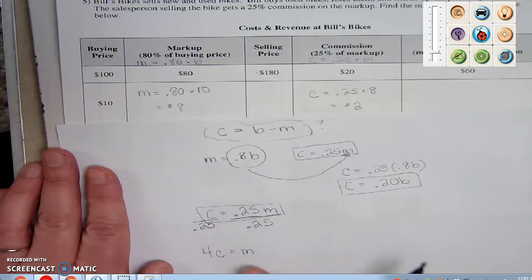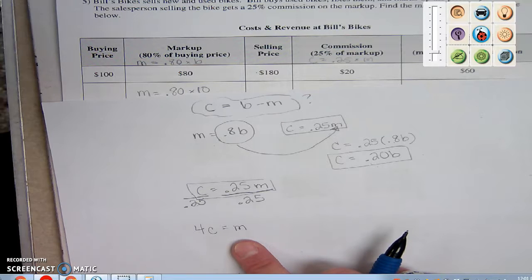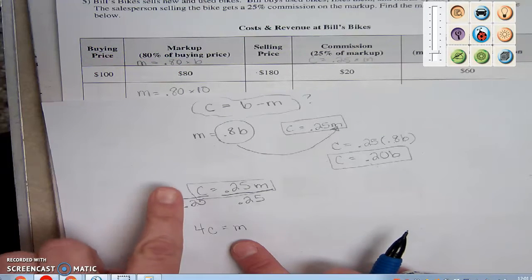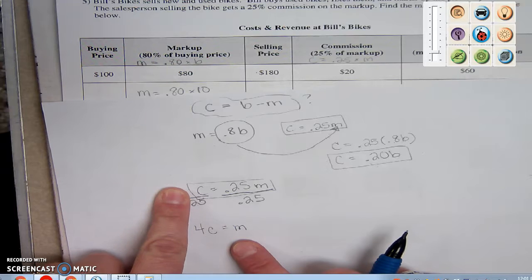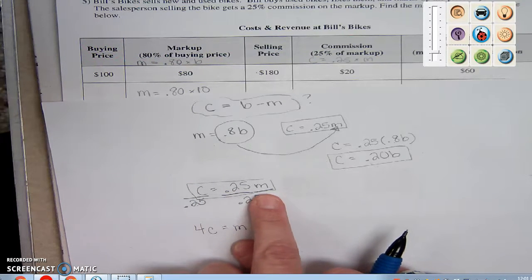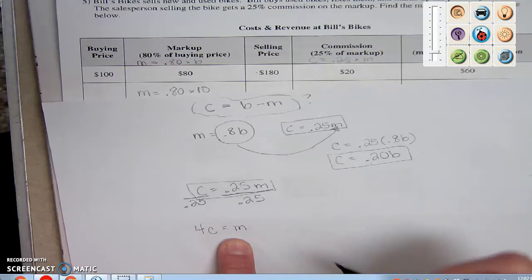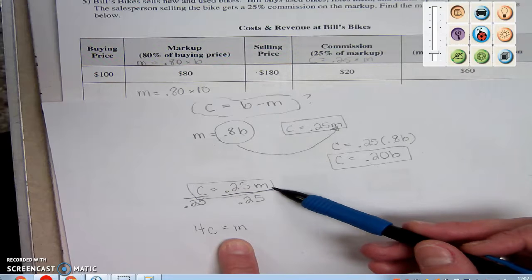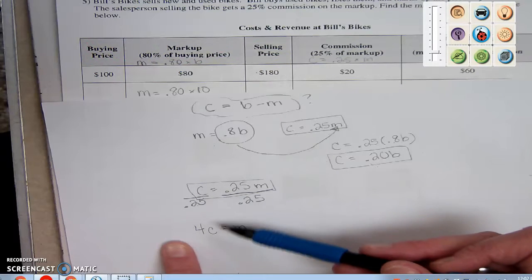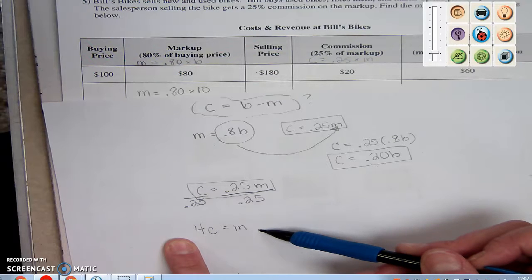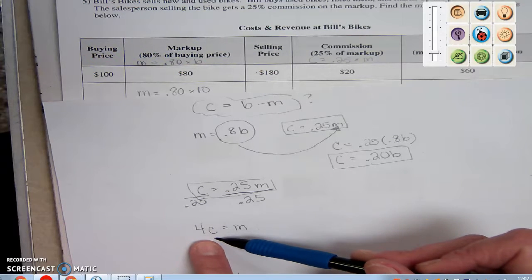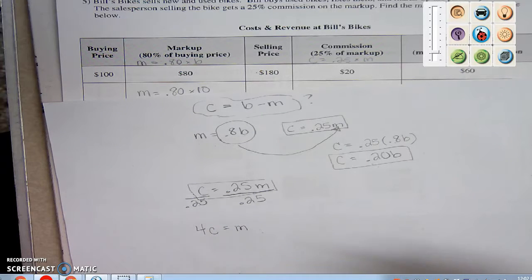So let me make sure that you understand. If the markup was $1, then the commission would be 25 cents. Okay? So you would need 4 of these to make 1 of these. So if the commission is 1/4 of the markup, then the markup is 4 times bigger than the commission. So if the commission was 25 cents, the markup would be $1. I'd probably not explain that correctly, but just trust me.